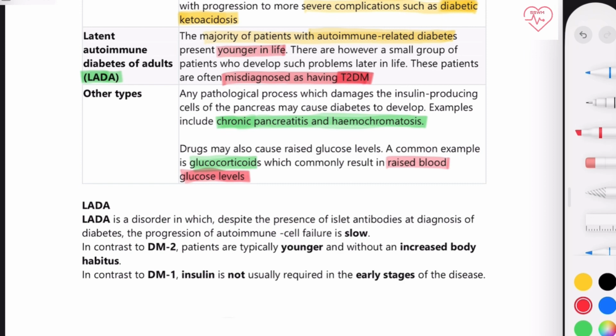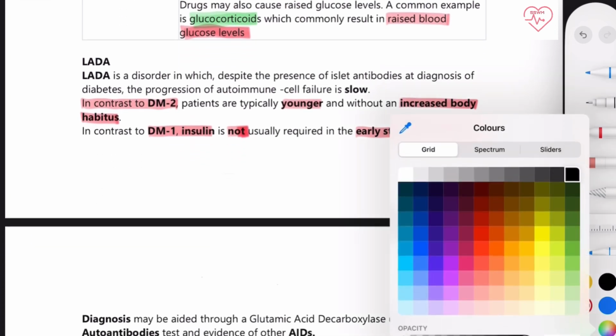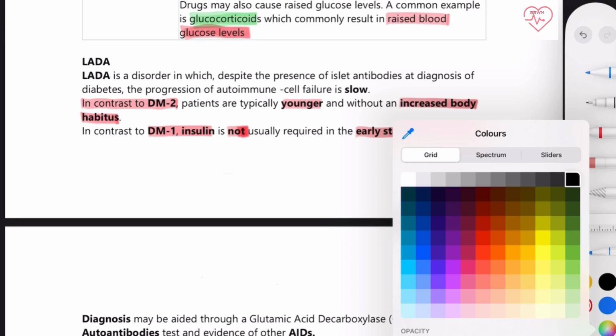Okay, so LADA is a disorder in which, despite the presence of islet antibodies, a diagnosis of diabetes, the progression of autoimmune cell failure is slow. In contrast to type 2 diabetes mellitus, patients are typically younger and without an increased body habitus. And in contrast to type 1 diabetes mellitus, insulin is not usually required in the early stages of the disease. Okay, now let's talk about the diagnosis.